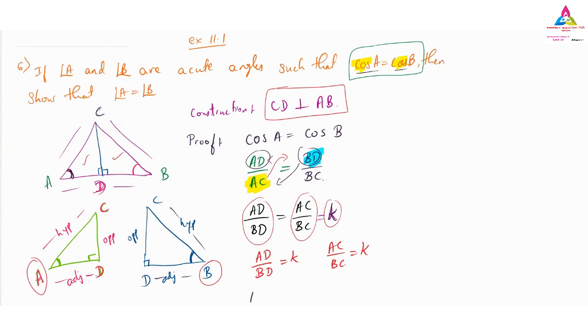This AD I will keep here only. This BD I will shift now to the other side. It will become K times BD. On the other side also it is the same. AC I will keep here only. I will shift that BC to the other side. It will become K times BC. So AD means K times BD and AC means K times BC. This one we have to remember.